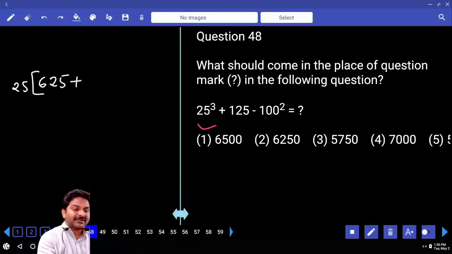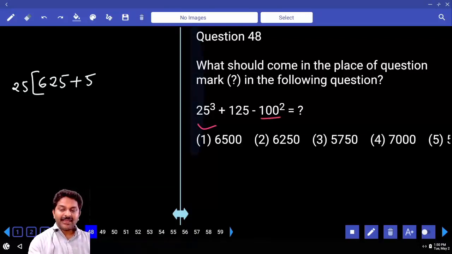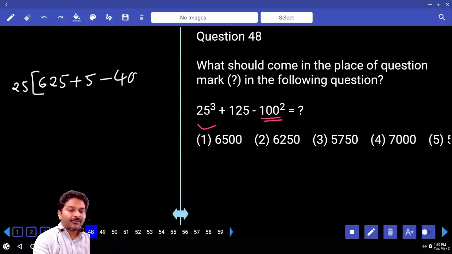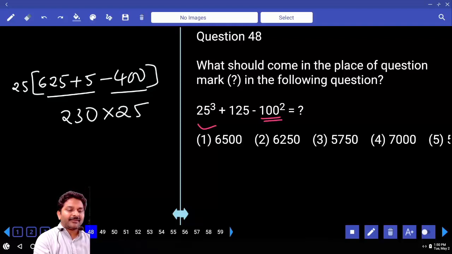625 plus 5. So here 100 can be written as 5 into 20. 100 square in the sense 5 square into 20 square. 5 square is taken common. How much is left? 20 square. How much is that? 400. 630 minus 400. 230 into 25. Yes, we have a 0.